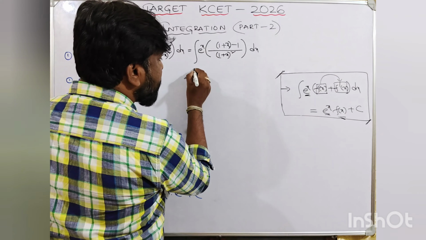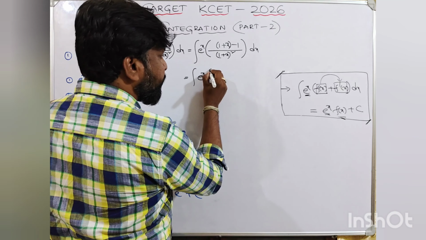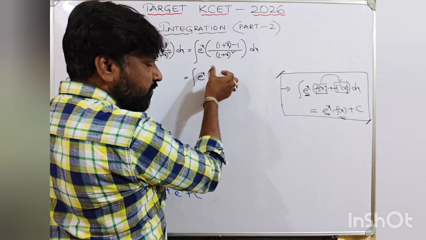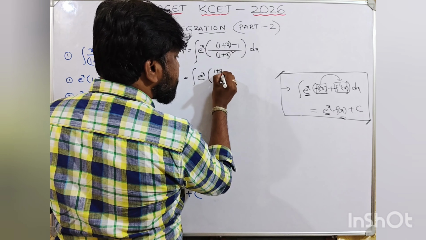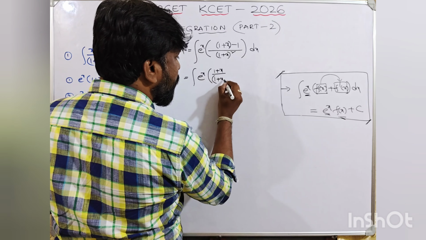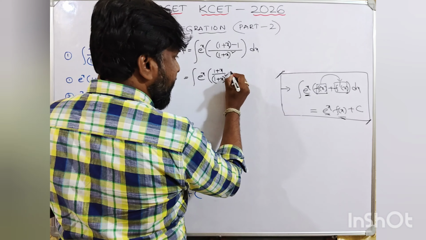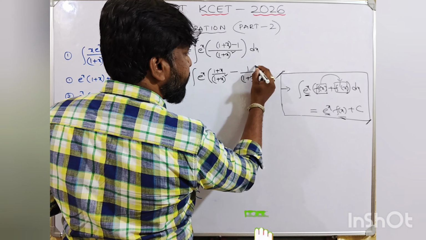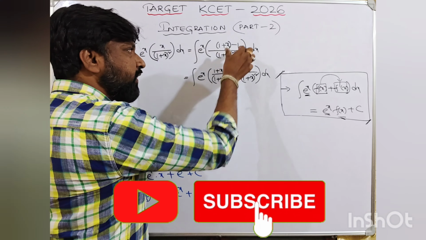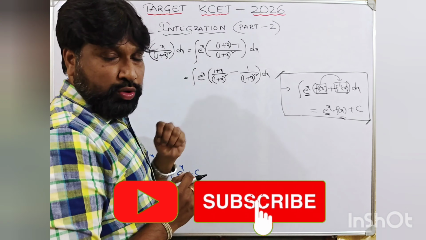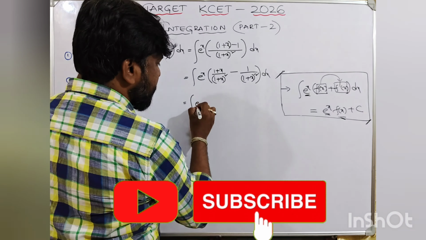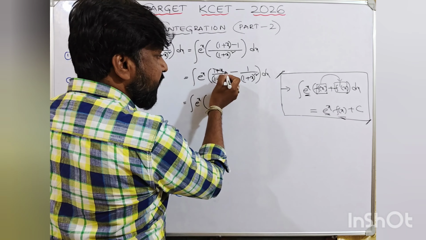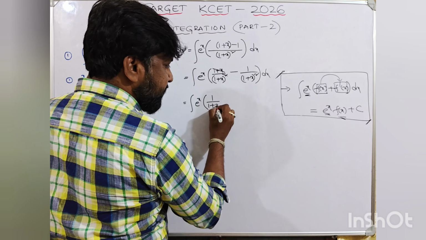Then the next step: e power x into, now you are going to split this function. We split it as 1 plus x by 1 plus x whole square, minus 1 by 1 plus x whole square, dx. If you split the function, you get it like that. Almost it is coming to our format. Look carefully: integral e power x into, 1 plus x and 1 plus x get cancelled, and you get 1 by 1 plus x.